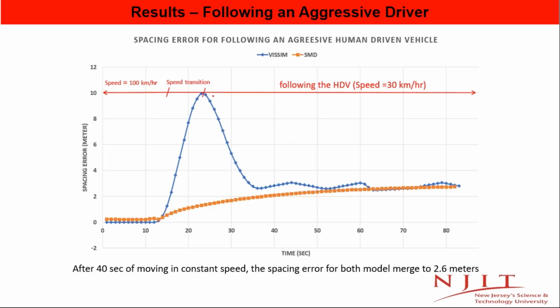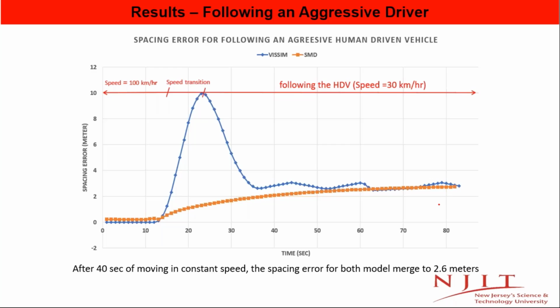In this scenario, a maximum error of 10 meters is observed in the Vissim built-in platooning module, which, after 40 seconds of moving at the constant speed of 30 km per hour, drops to 2.6 meters. On the other hand, for the SMD model, we don't notice that peak of error. We observed an increasing error, which finally goes to 2.6 meters, exactly the same as the Vissim built-in module, and never goes below 2.6 meters.